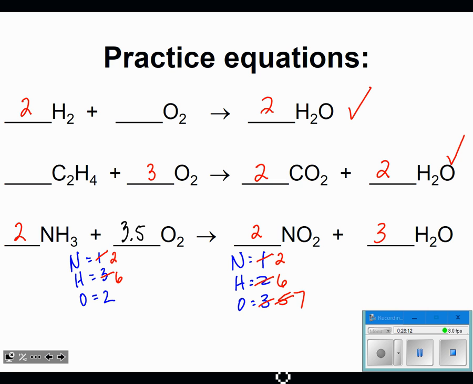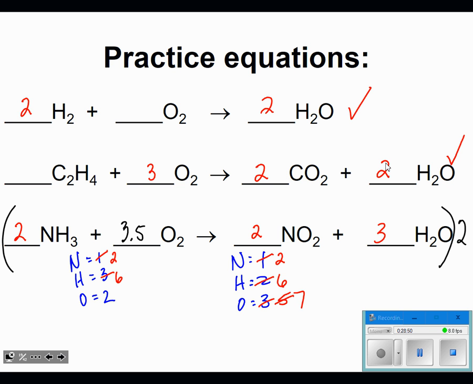Well, hold on. Here's the problem. You can't have decimal numbers or fractions as a coefficient. You have to have whole numbers, remember? So when this happens, you need to go through and multiply every single one of these numbers by 2. So I'm going to multiply the entire equation by 2 on my coefficients.